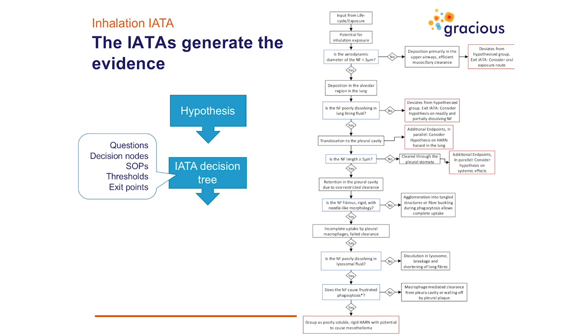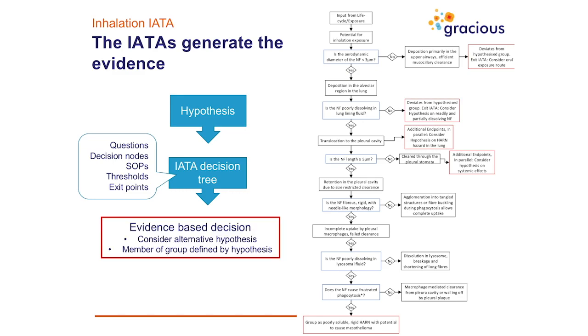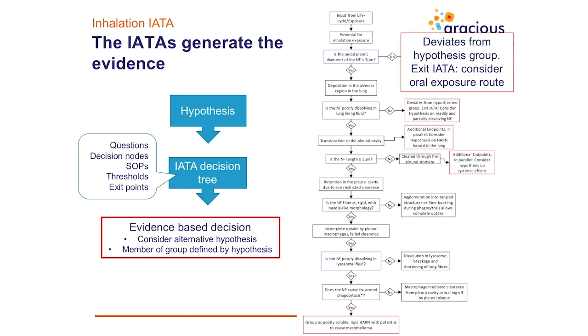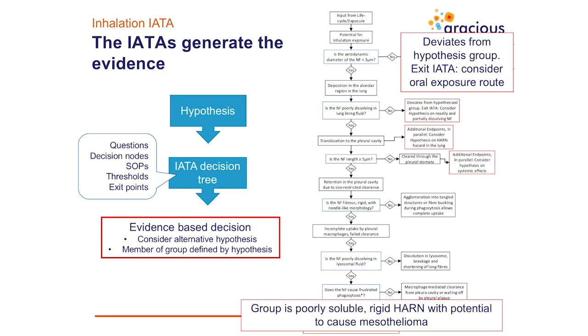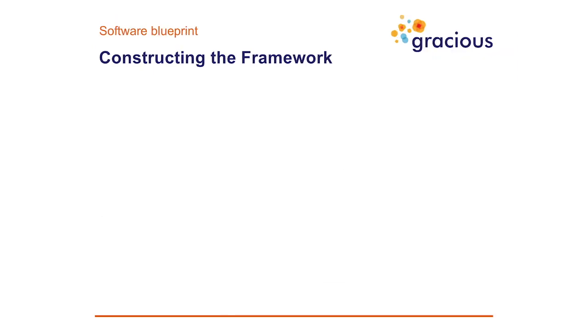So no would take you to the right and yes would take you down to the next question within the IATA. And there are a variety of exit points from the IATA as well. These exit points are where you can make an evidence-based decision. The evidence-based decision could be to consider a different route of exposure and a different hypothesis, or it could be that your hypothesis is justified and you have enough evidence to accept the hypothesis.